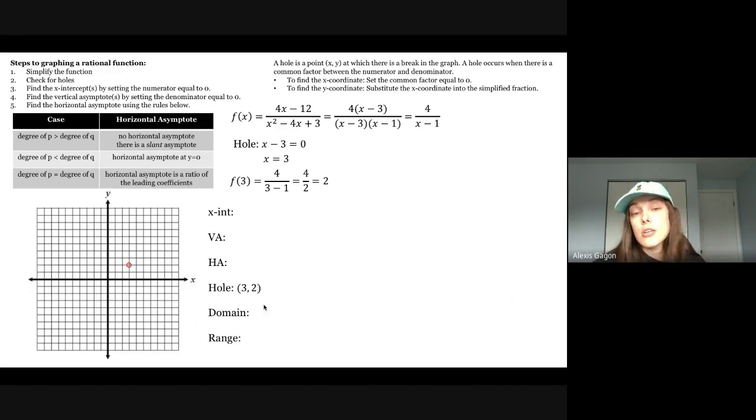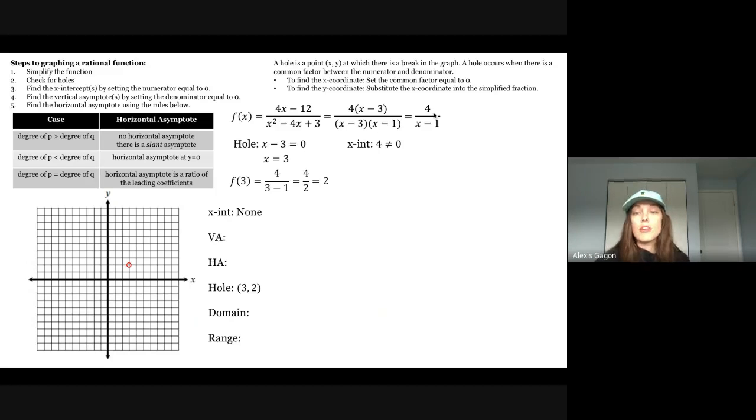And then this is a good example of when you're not going to have an x-intercept. So up top here, 4 cannot equal 0, which means that there is no x-intercept. So if you just have a number in your numerator, you're not going to have an x-intercept because that number will never equal 0. There's no way that you could make 4 equal 0, okay, without multiplying it by something, but that would mean that there's a variable there.